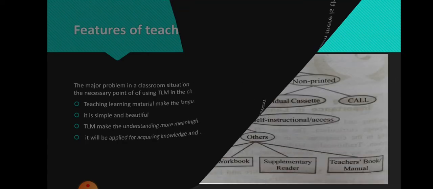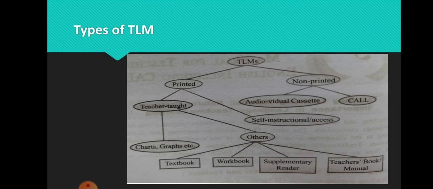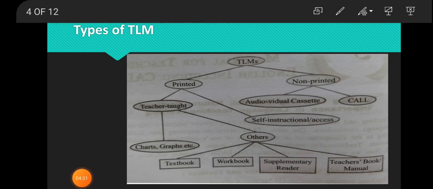Now move to the next slide. Yes, we now have to understand that there are some types of TLM. Actually, there are two types of TLM. One is printed, another is non-printed. And what are those printed materials? When the teacher teaches, the material may be charts, graphs, etc., among others. It may be a textbook, a workbook, a supplementary reader, a teacher's book, or also a manual. So these fall into the category of others.